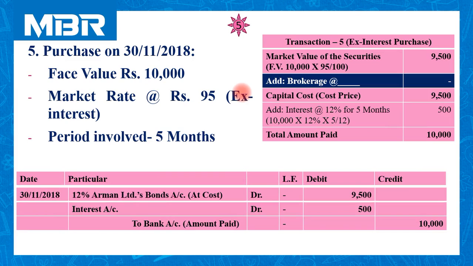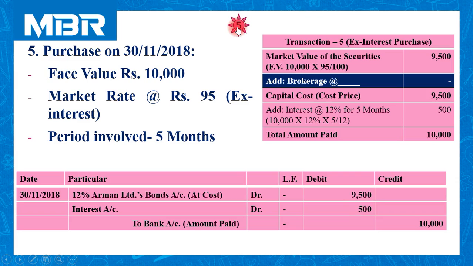So here we need to pay rupees 10,000 to the seller because we buy the security. Journal entry: 12% Arman Limited's bond account at cost price. When you purchase, it is always debited at cost price, and when you sell, it is always credited at cost price. So in case of purchase, it is debited at cost price, which is rupees 9,500 over here. Interest is debited by rupees 500 and total amount paid, rupees 10,000, is credited to the bank account.